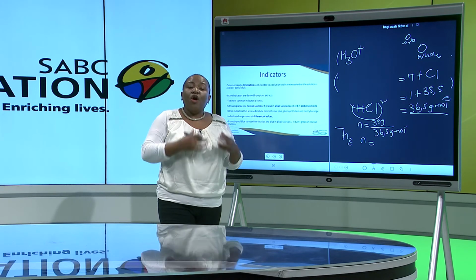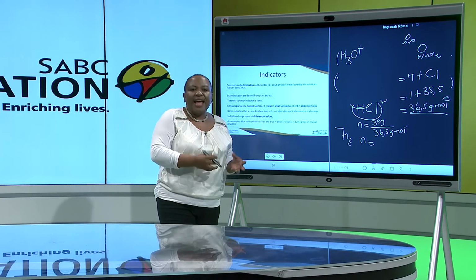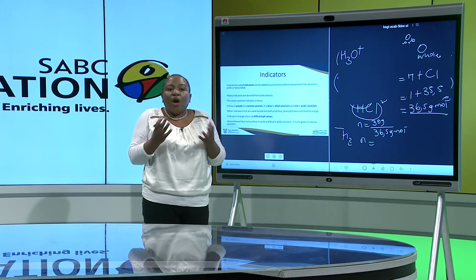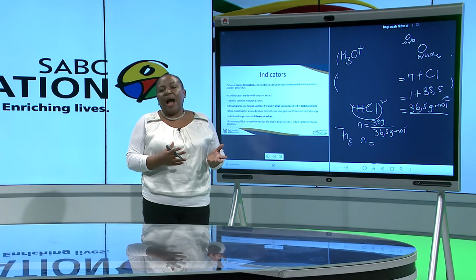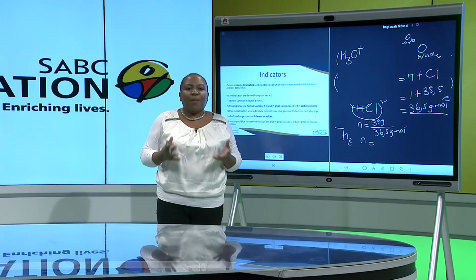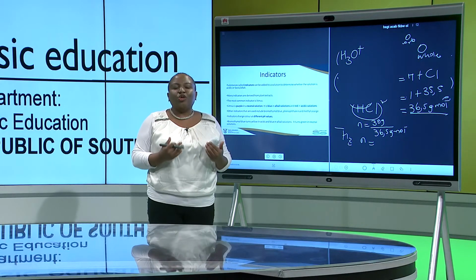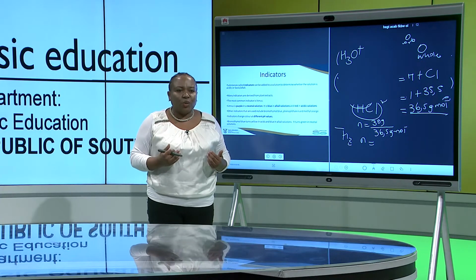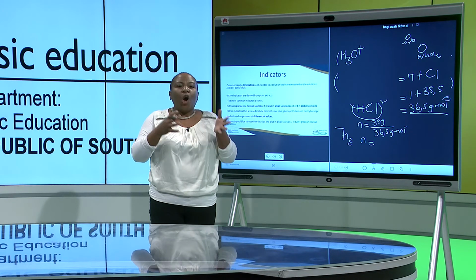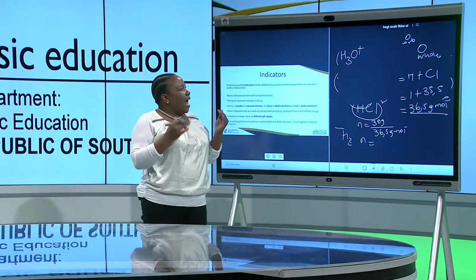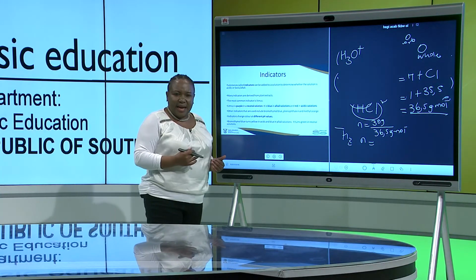And the only way for you to know that or to see that is by using an indicator. Not all acids that we use in the laboratory are safe. Actually, nothing in the laboratory is safe. So you need not to use your senses to taste whether this acid is basic or this solution is acidic. Now, we are using what we call indicators.